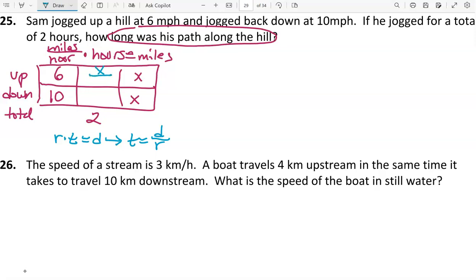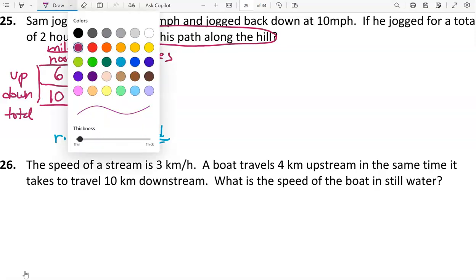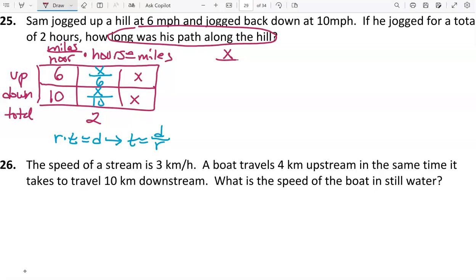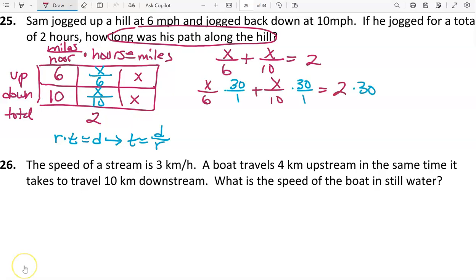So that means that the amount of time, or the number of hours going up the hill, is x divided by 6, going down x divided by 10. Now we have a total, which suggests an equation: the time up plus the time down in hours equals the total time of 2 hours. We can multiply all terms of this equation by the least common denominator, which is 30, and then simplify each of the multiplications. 30x divided by 6 is 5x, 30x divided by 10 is 3x, and 2 times 30 is 60.